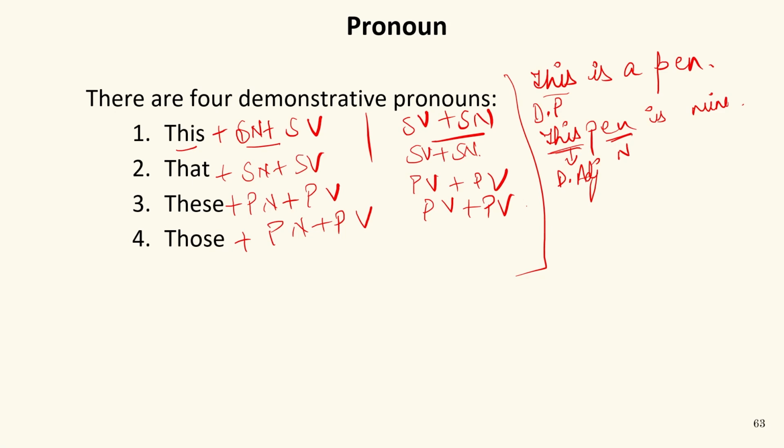For example, those are stars which are shining brightly. Those are the mountains. So the things which are beyond our sight, or we can say the things which are far away from us, to indicate those things, we use the word those.